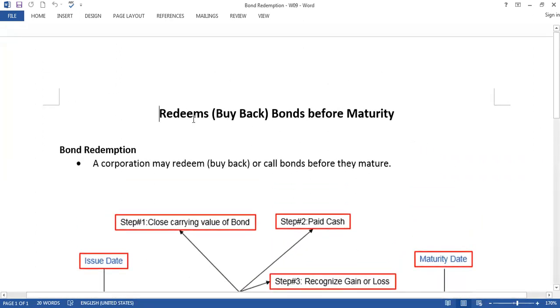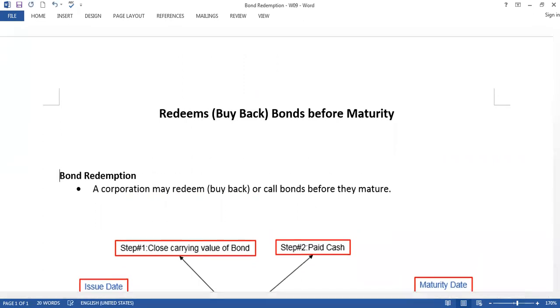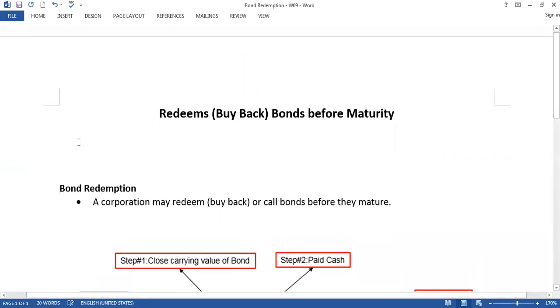So today we are going to talk about the bond redemption, or we can say it like buying back the bond. Try to understand what is the meaning of bond redemption and why it is important. First, let me explain why we sell a bond, why we issue a bond.